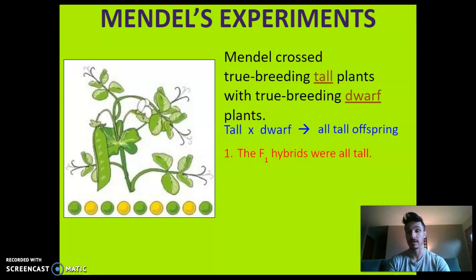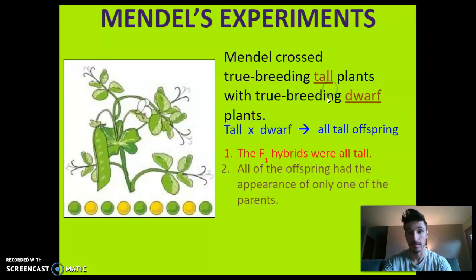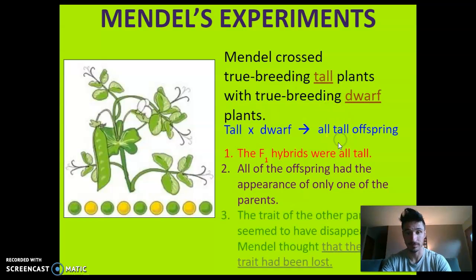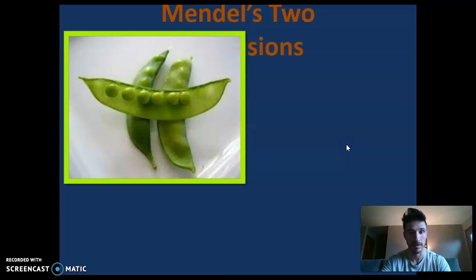Again, remember, F1 is the first generation produced by the P generation, the parents, and then hybrid referring to an offspring from parents with different traits, which all of these offspring were. And all the offspring, again, notice had only one appearance from one parent. The trait of the other parent seems to have almost disappeared. Mendel actually thought that the dwarf trait had been lost somewhere throughout the process of fertilization and cross-pollination.